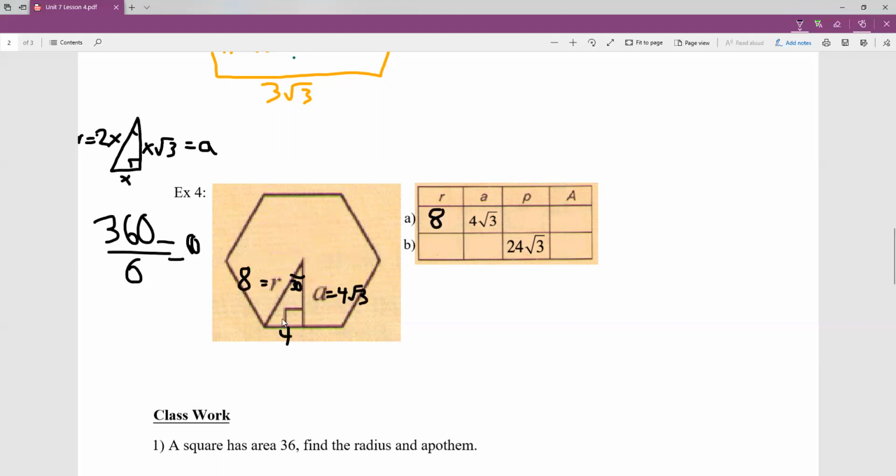All right. So we found half the side is 4. So this other half is also got to be 4. So the total side is going to have a length of 8. Now, how many sides do we have? So we have 1, 2, 3, 4, 5, 6. So you're going to take 8, multiply it by 6, and you're going to get a perimeter of 48.